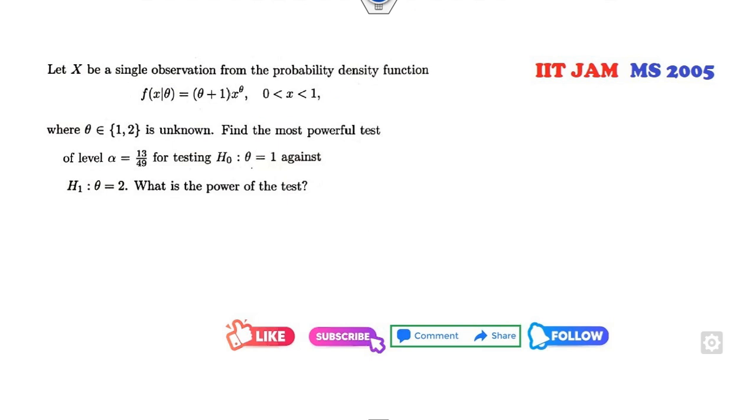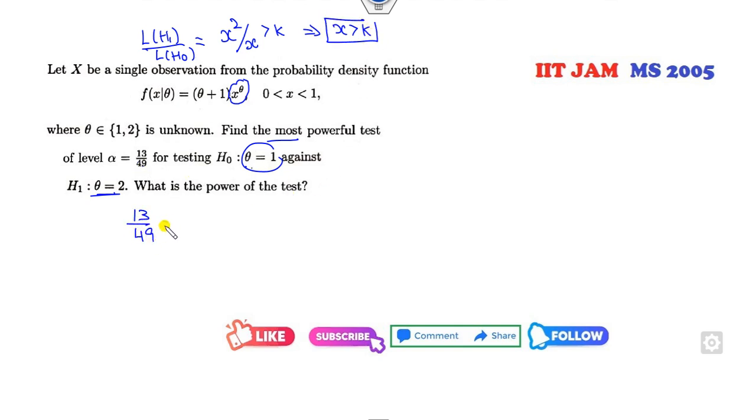So similarly you can do it this way. This is the subjective question of this: find the UMP. Again the critical level is not given, so we take L of h1 over L of h0, theta 2. I can consider only this part, so it is x square, h1 is x greater than k, that means x is greater than k. The level is given as 13 by 49, which is the probability of x greater than c, clear?